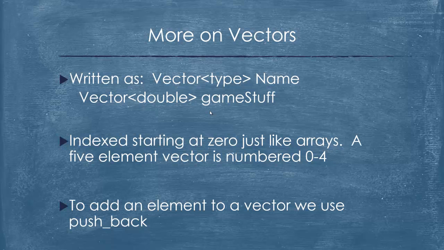And we can add elements to a vector by using the command pushback. Pushback adds 1 element to the end of the array. So if I have an array of size 5, 0 through 4, and then I do a pushback on it, it will then open a 6th element, or number 5.